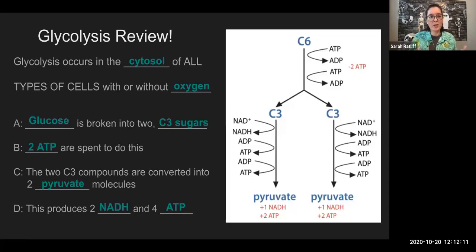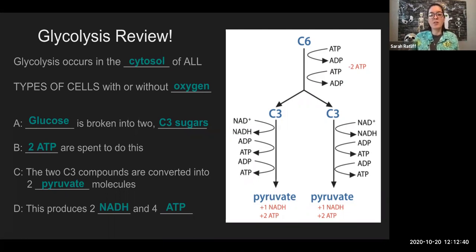So pretty quick before we get into new stuff, we're going to review glycolysis. Glycolysis happens for all types of cells, prokaryotes and eukaryotes. So this is happening in our cytosol, so outside of our organelles, but still inside the cell, that watery, gooey substance that holds all of our organelles in place. And it doesn't matter if there's oxygen present. Oxygen is not one of the reactants of our glycolysis.